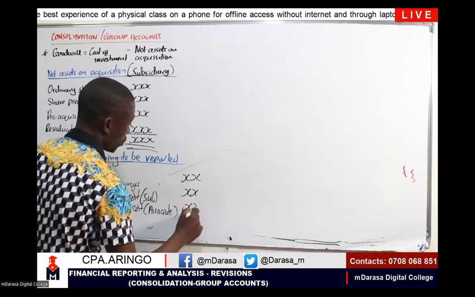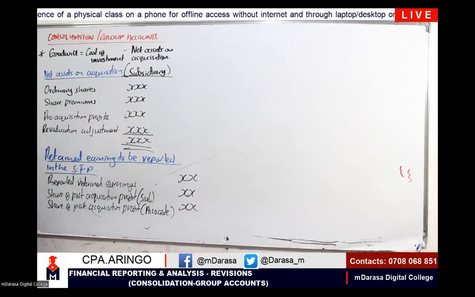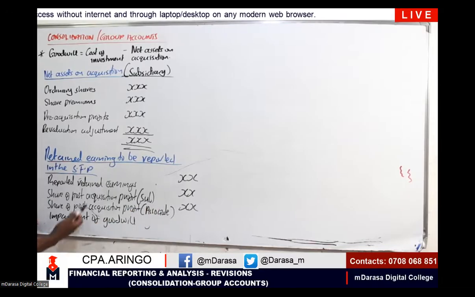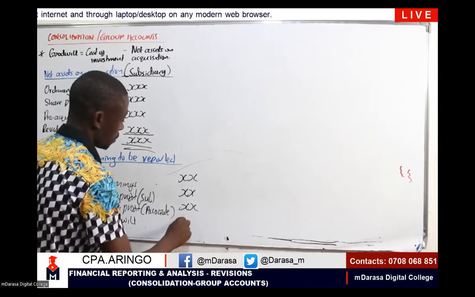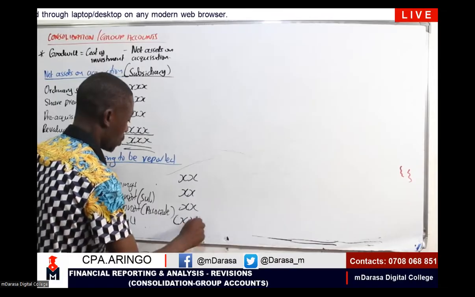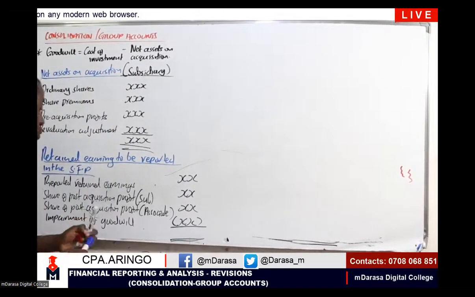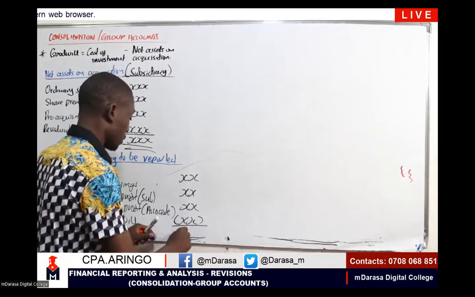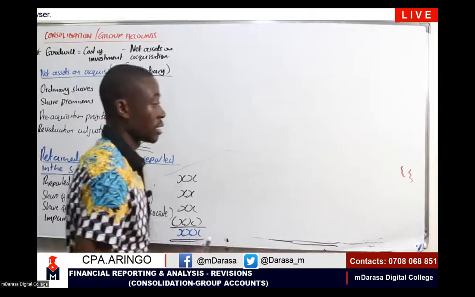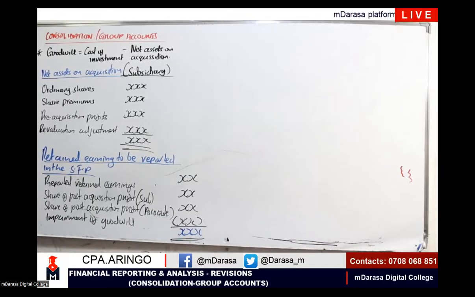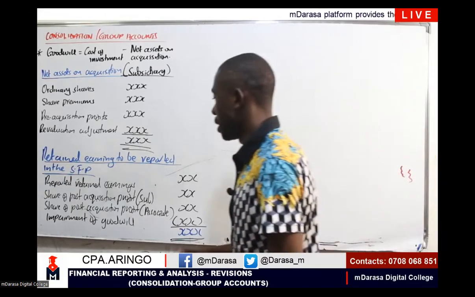Then, of course, at this point, we can also talk about the other key element: impairment of goodwill. Also for a joint venture, you can have it there if you're dealing with a joint venture. So impairment of goodwill, in that case, you're going to deduct. So at the end of the day, my good students, what I'll be having here as our retained earnings is the retained earnings to be reported in our SFP. When we look at this question, we'll find how easy it is to compute that.